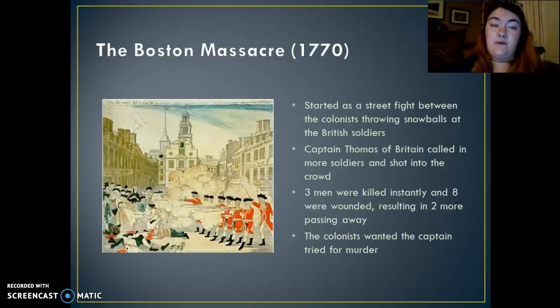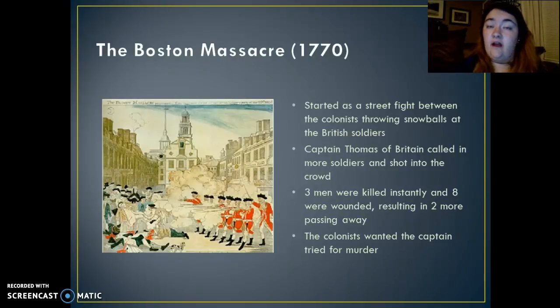So this led up to the Boston Massacre of 1770, where the colonists were just so fed up in Boston that they started a street fight by throwing snowballs at the British soldiers. However, Captain Thomas of the British Army called in more soldiers and told them to shoot into the crowd. 3 colonists were killed instantly, and 8 more were wounded, resulting in 2 more casualties succumbing to their wounds. So they died in the hospital later.